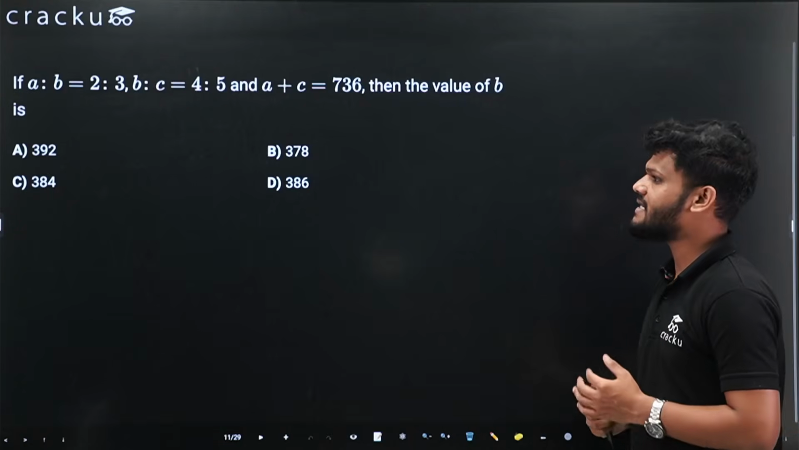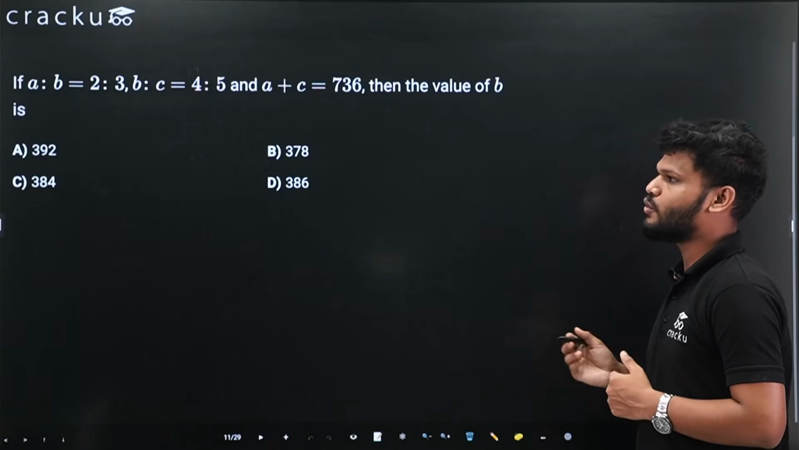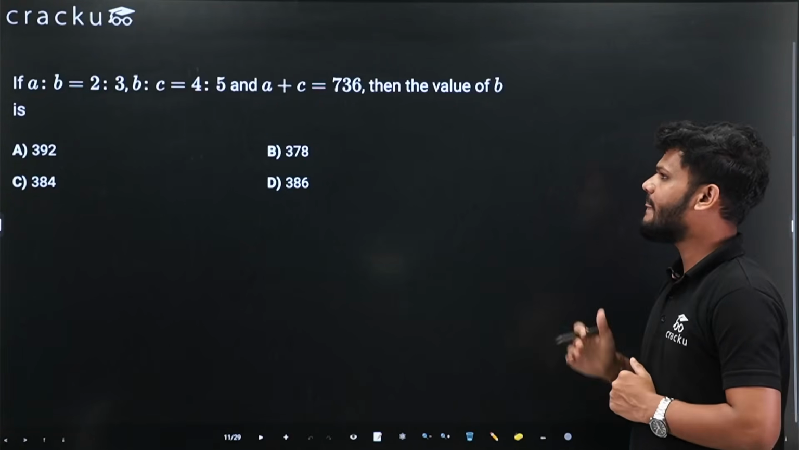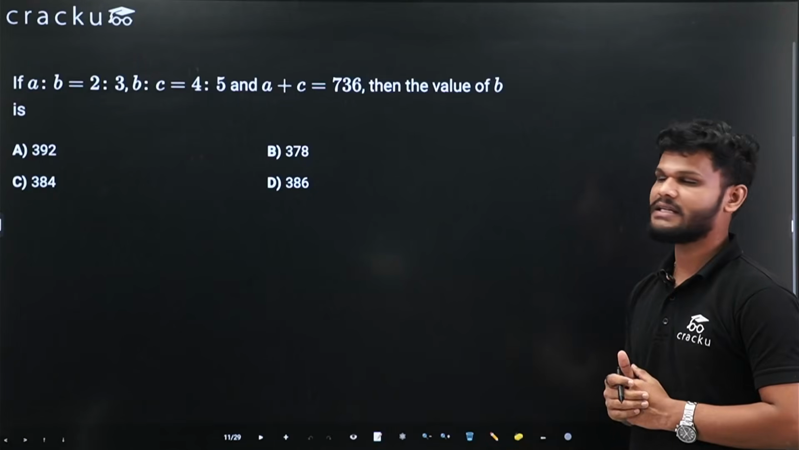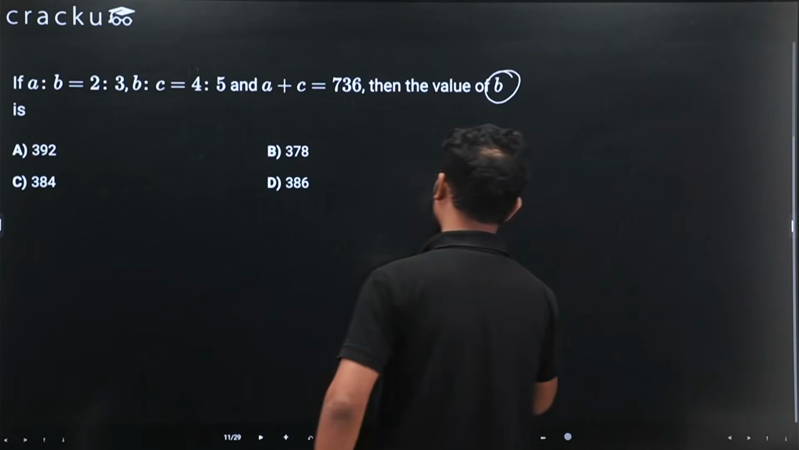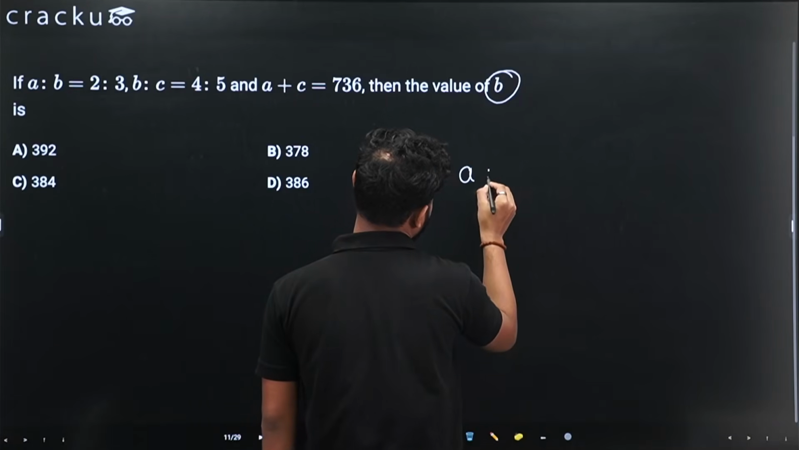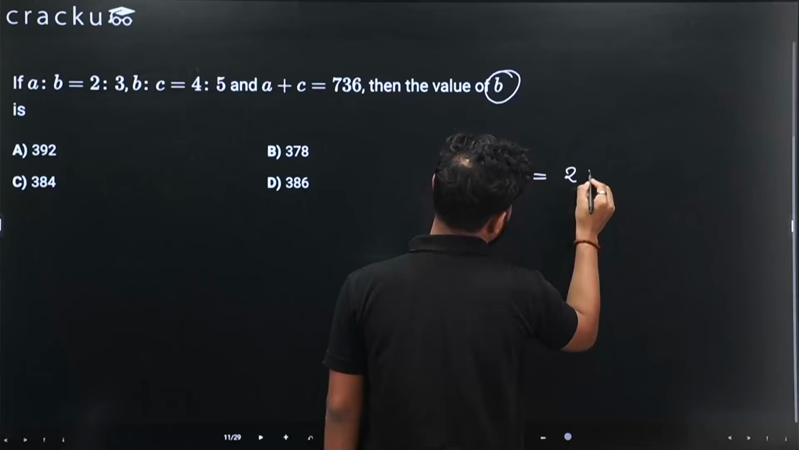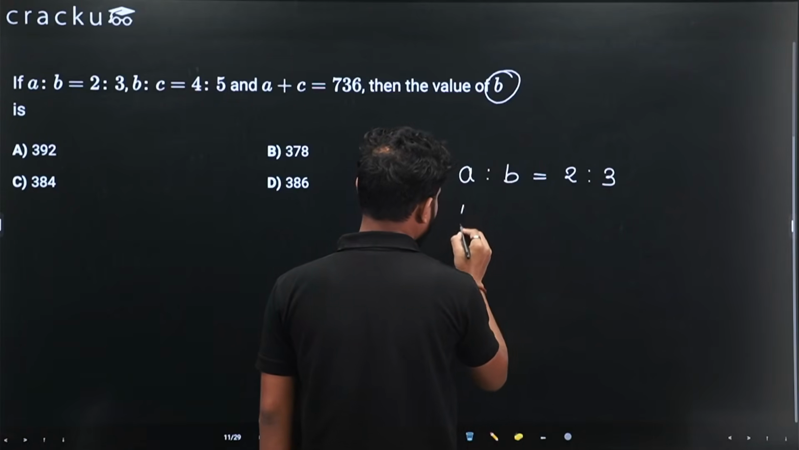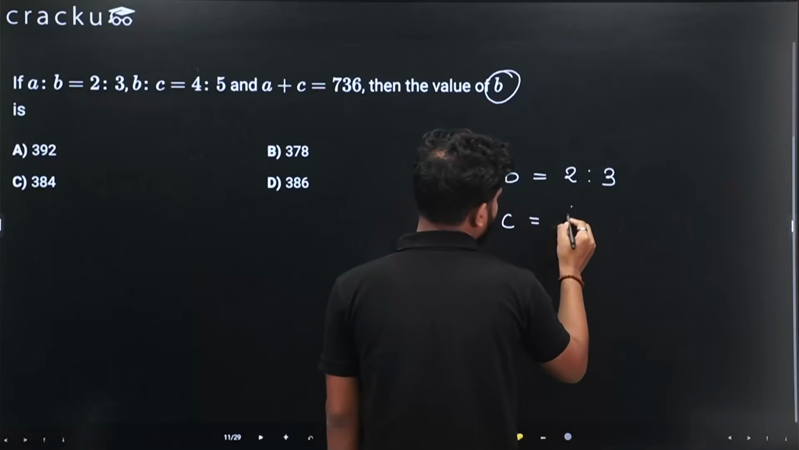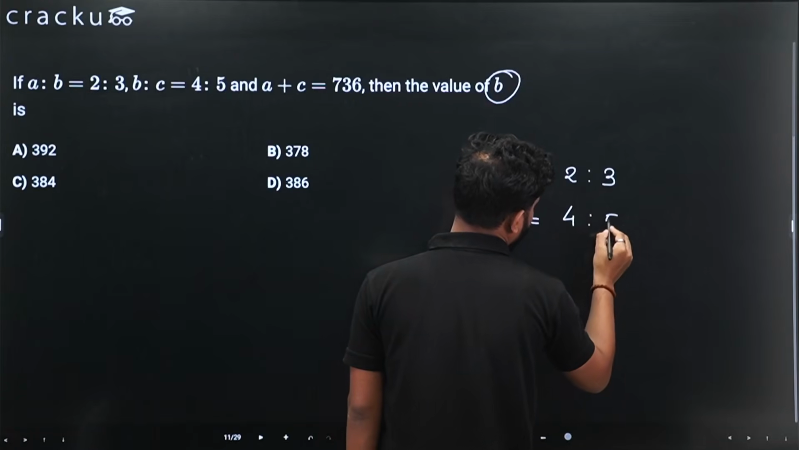In this question, we are told A is to B equal to 2 is to 3, B is to C equal to 4 is to 5, then A plus C equal to 736. We have to find the value of B. How do you do this? Let us say A is to B is equal to 2 is to 3. B is to C is equal to 4 is to 5.